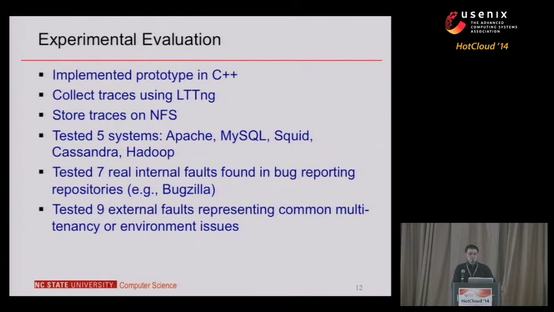We also tested 7 real internal bugs, which we found in bug reporting databases. We went to Bugzilla or the appropriate database and just followed the instructions to reproduce the bug. And then we also tested 9 external faults, which represent common multi-tenancy or environment issues. These are things like an improperly set memory cap, an improperly set CPU cap, or a co-located VM that's using resources.